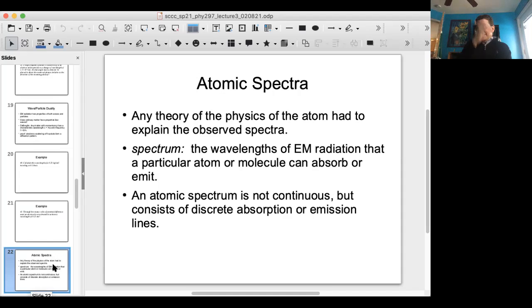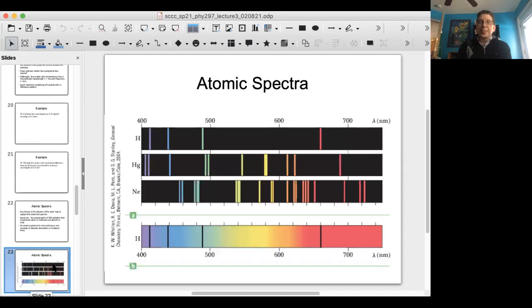Each substance has a characteristic spectrum, which are the wavelengths of electromagnetic radiation that that particular atom or molecule can absorb or emit. And it absorbs the same wavelengths that it emits. So the absorption spectrum and the emission spectrum have the same wavelengths. So an atomic spectrum is not continuous, but it consists of discrete absorption or emission lines.